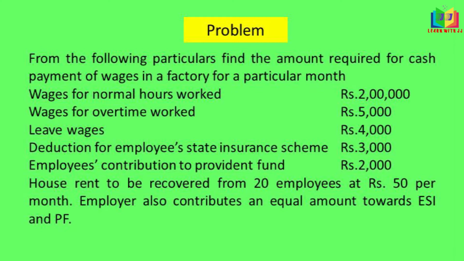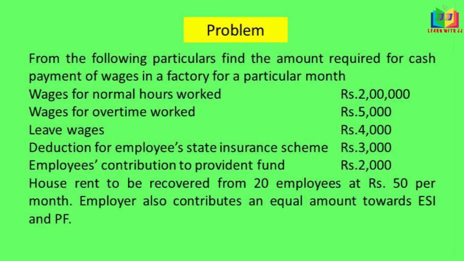Wages for normal hours work 2 lakh rupees. Wages for overtime work 5,000 rupees. Leave wages 4,000 rupees. Deduction for employees state insurance scheme 3,000 rupees. Employees contribution to provident fund 2,000 rupees. House rent to be recovered from 20 employees at rupees 50 per month. Employer also contribute an equal amount towards ESI and PF.